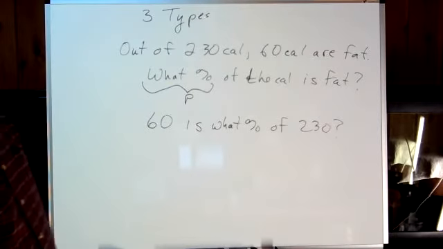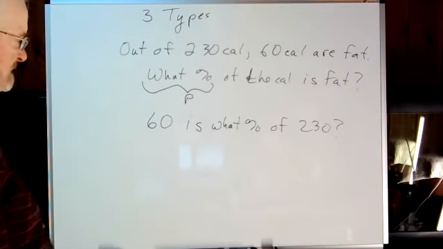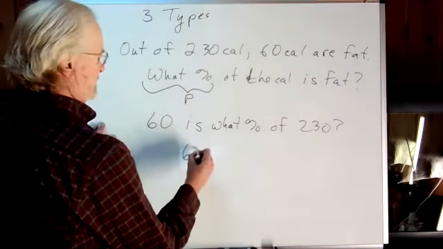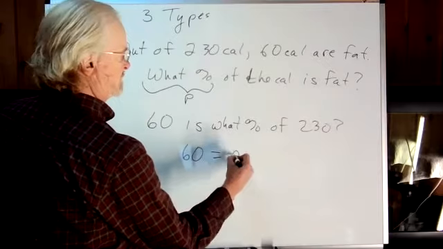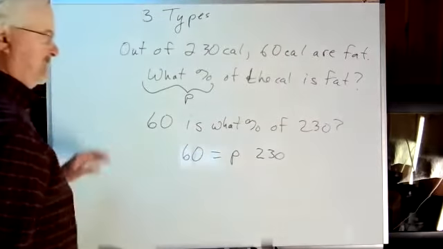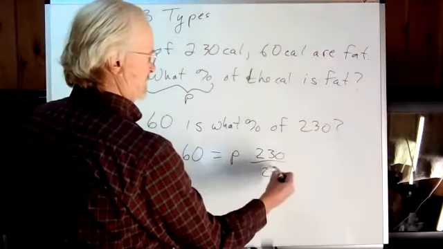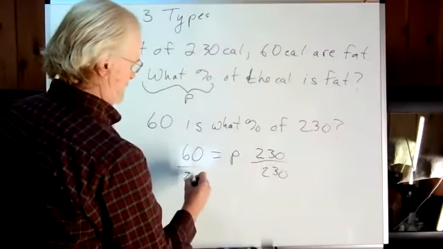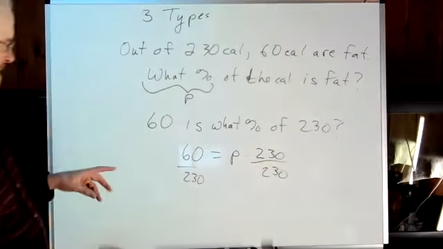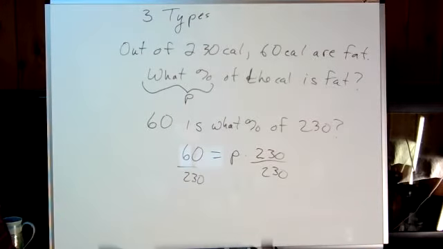I rearranged it to make it look a little simpler to translate. All right. 60 is what percent times 230? Going to divide by the 230. And you can see, if that was 240, that'd be 1/4. So this is going to be a little more than 1/4, which we maybe know is 25%, right?